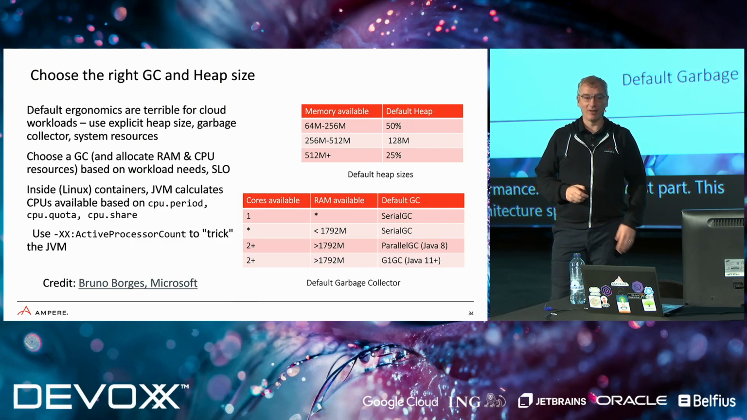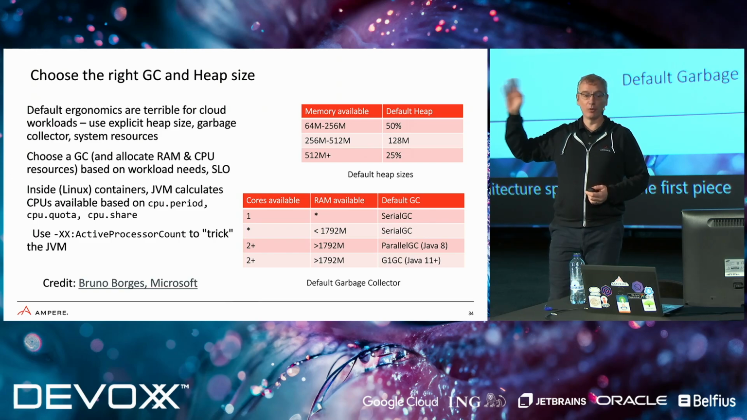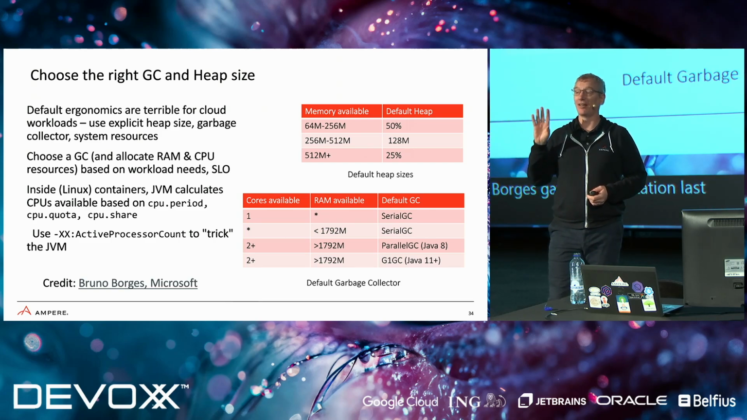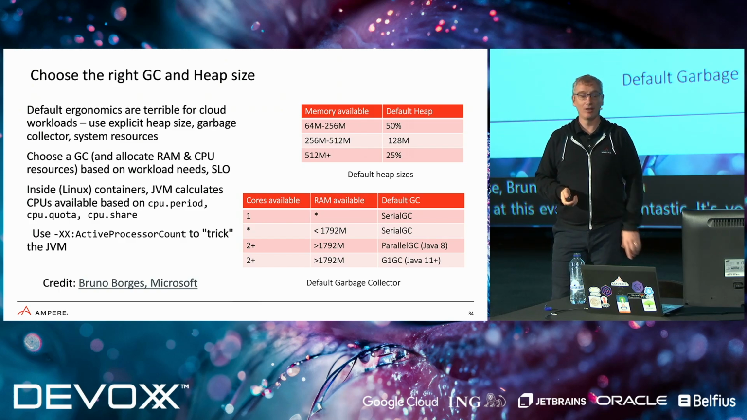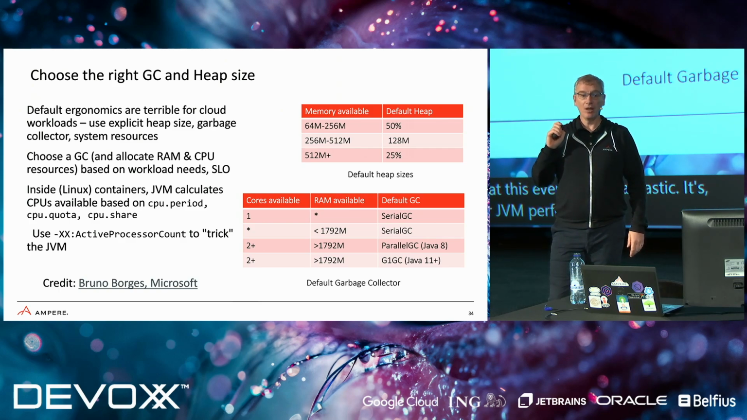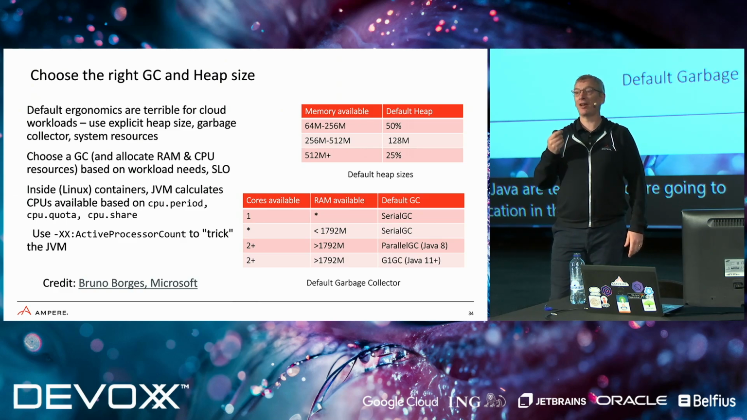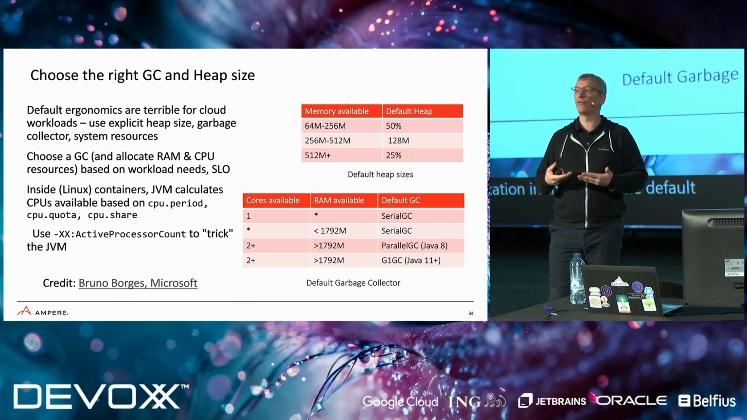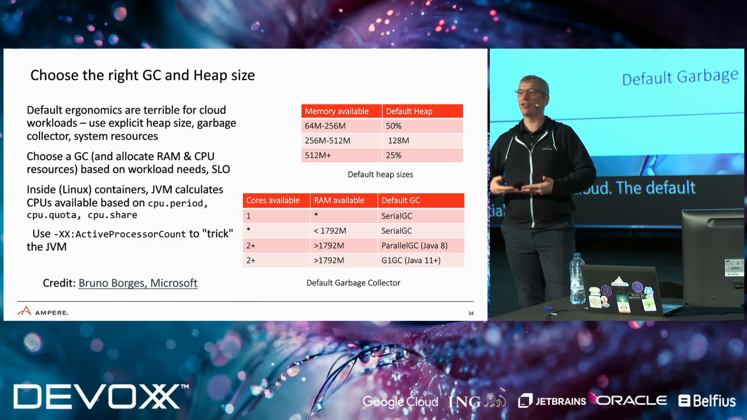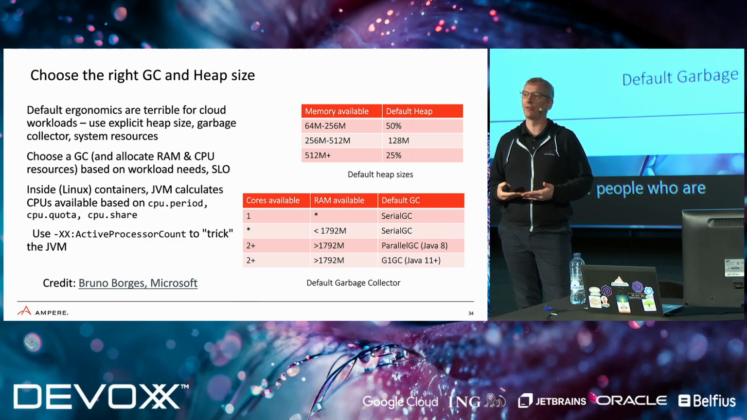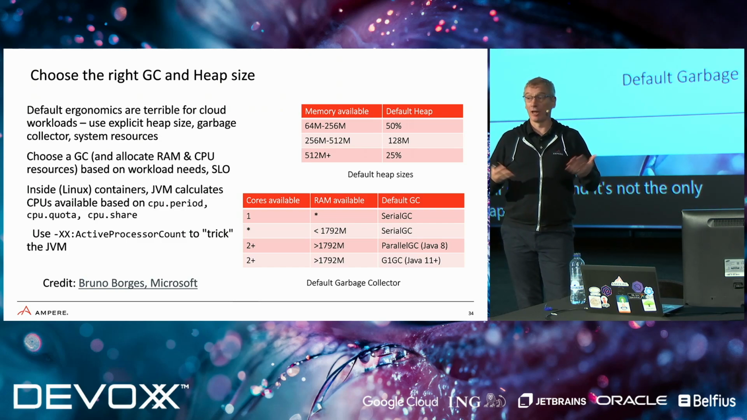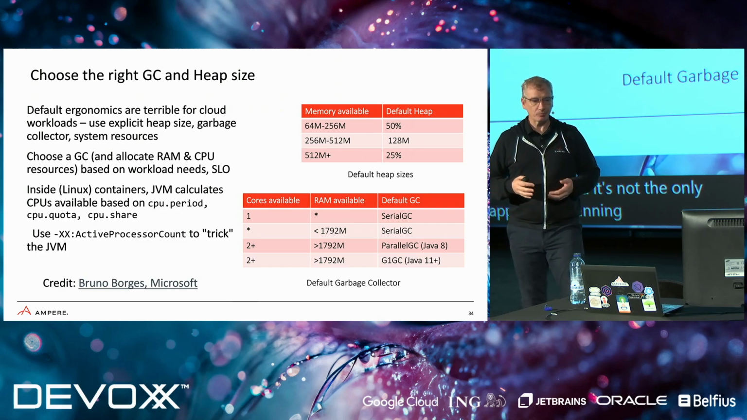And the first piece of advice, and again, I'm going to give credit to somebody else. Bruno Borges gave a presentation last year at this event. It was fantastic. It's tuning your JVM performance, and the default ergonomics of Java are terrible if you're going to be running your application in the cloud. The default ergonomics are essentially created for people who are developing Java on their desktop, and it's not the only thing running in your host.